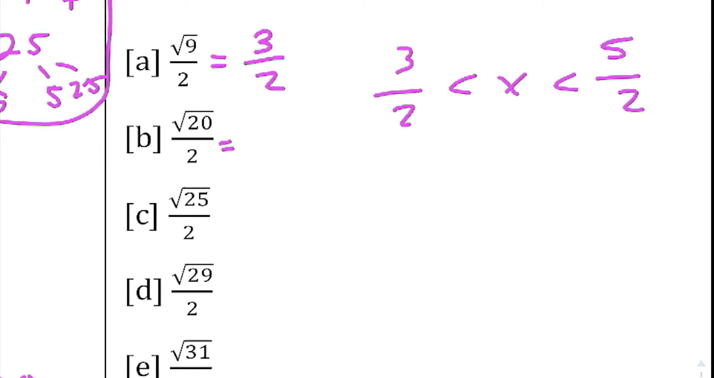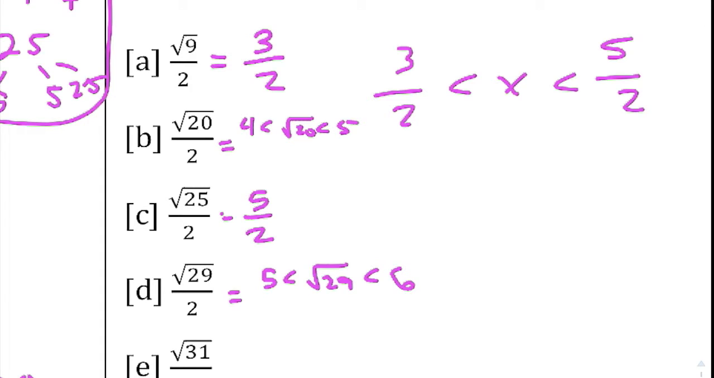If we look at the square root of 20 over 2, we can't pull out an exact value, but we can look at the square root of 20 and say it's in between a couple numbers. The square root of 20 has got to be between 4 and 5, because 4 times 4 is 16 and 5 times 5 is 25, so it's right in between there. We can do the same thing with 29: it will be between 5 and 6, because 5 times 5 is 25, which is less than 29, and 6 times 6 is 36, which is above it. And 31 has to be between 6 and 7.